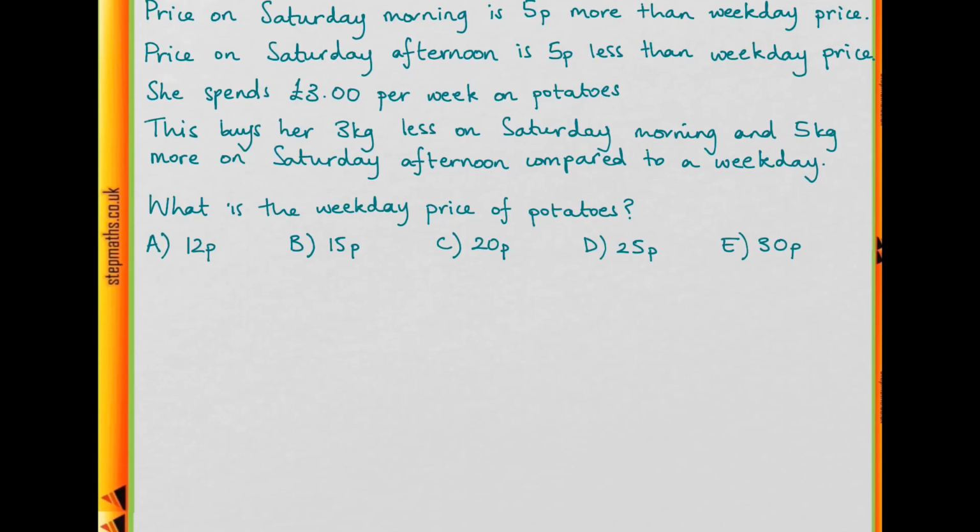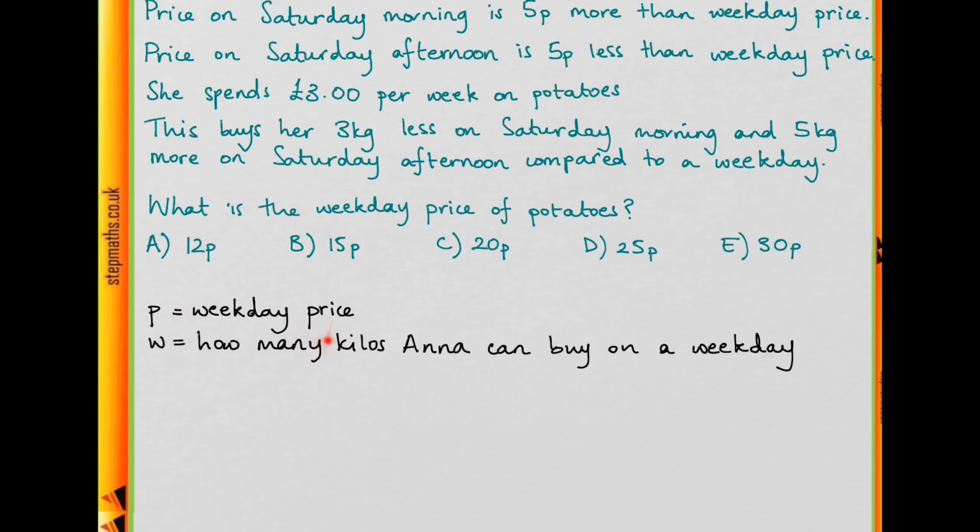Okay, so let's call P the weekday price of a kilo of potatoes and W how many kilos Anna can usually buy on a weekday. Then if she buys on a weekday, this £3 is just going to be how many kilos she buys multiplied by the price per kilo. And this is done in pence here. So the £3 becomes 300 pence.